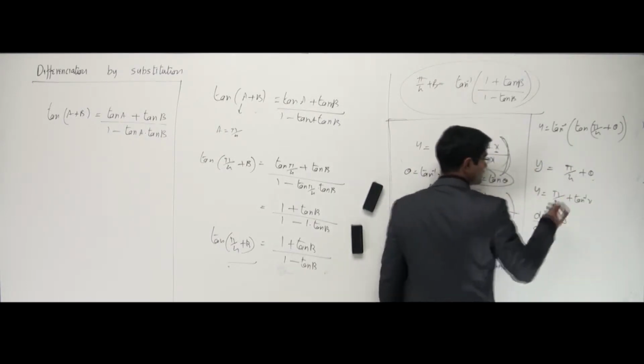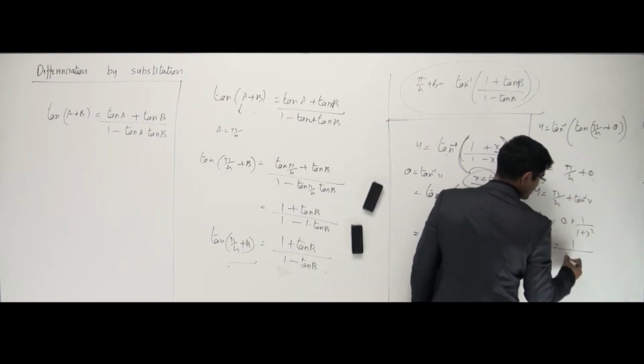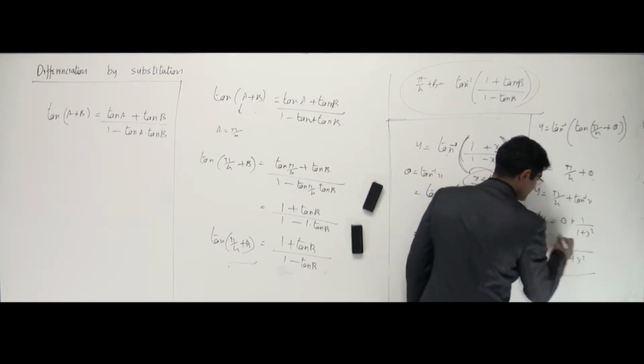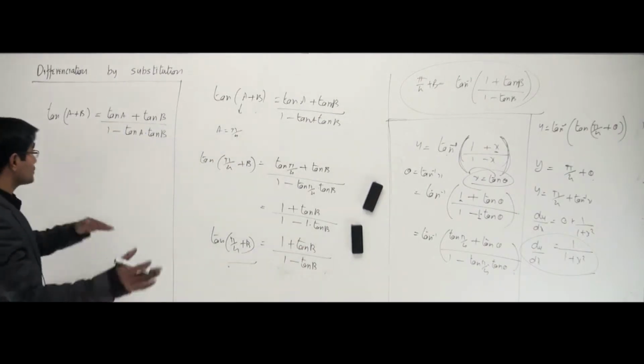0 is constant, and 1 by 1 plus x squared is what I have. I can write 1 by 1 plus x squared. This is dy by dx. Very simple. And this whole thing was based on tan of a plus b. All right, let me just write that.